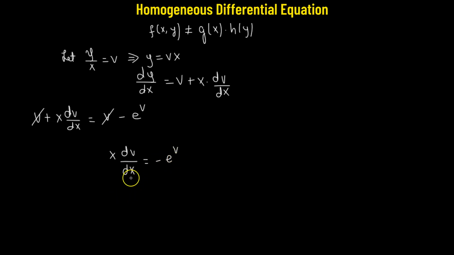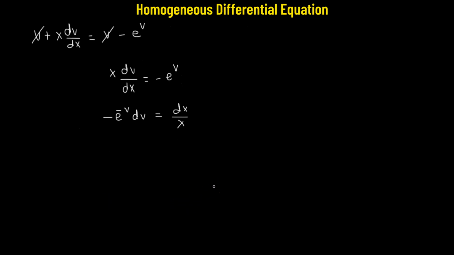Then we can separate the differentials to get e^(-v) dv = -dx/x. Now this is in the separable form, so we can integrate both sides. The integration will give us -e^(-v) = -ln x + c, and we will substitute v back to y/x, which will give e^(-y/x) = ln x + c.